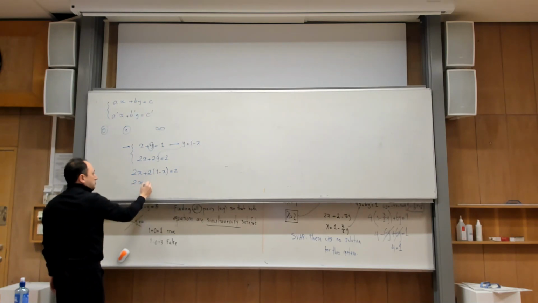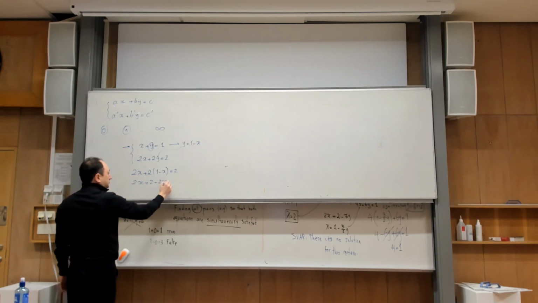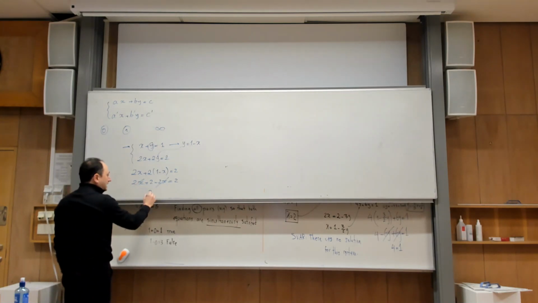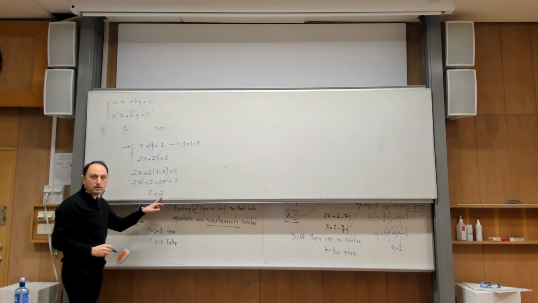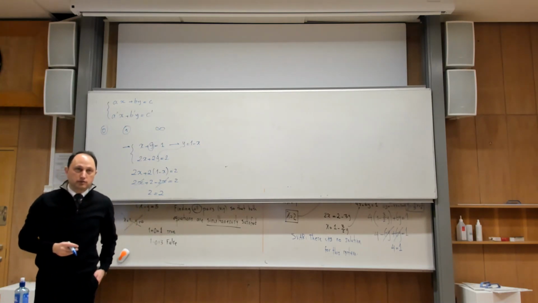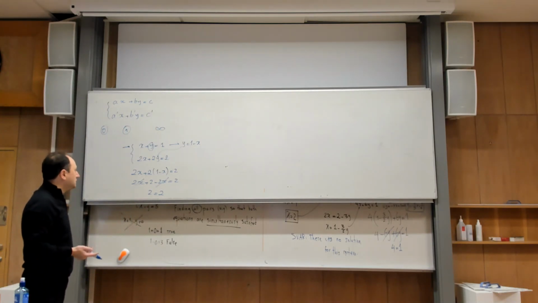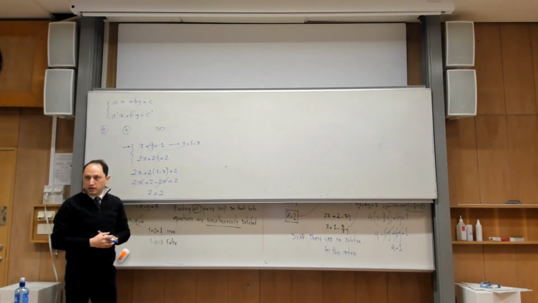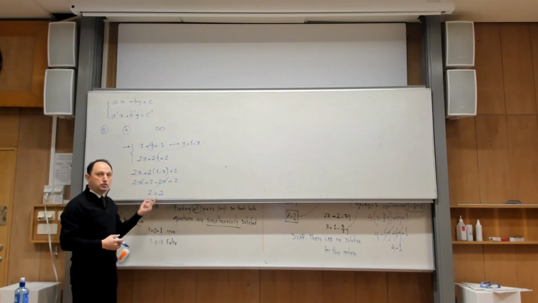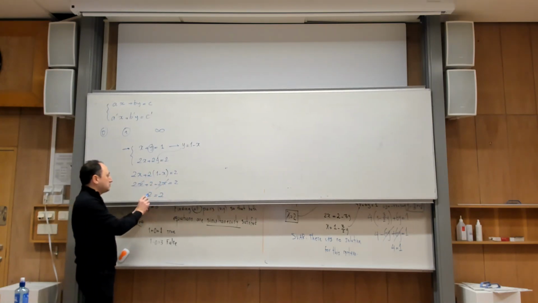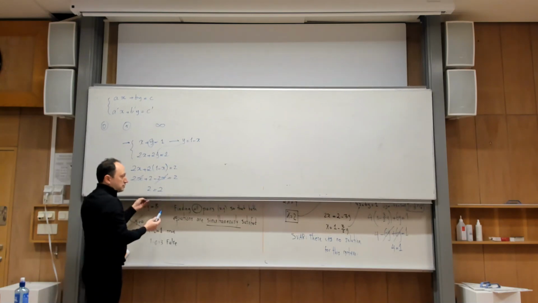I multiply the 2 in, and then you see these 2x and 2x are gone, and what is left is no longer a contradiction, but an identity. Yes? 2 is always equal to 2. So what does it mean? It means that it doesn't matter what value I choose for x, it will give me 2 equals 2. So it means that's an identity, yes? So when I do this, feel the difference.